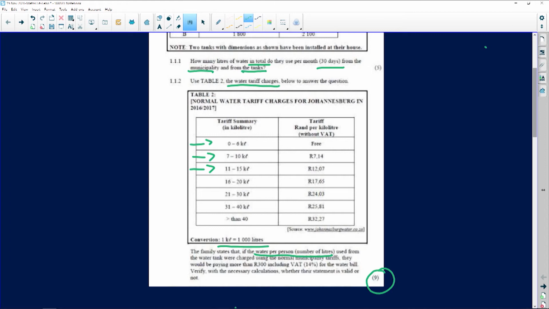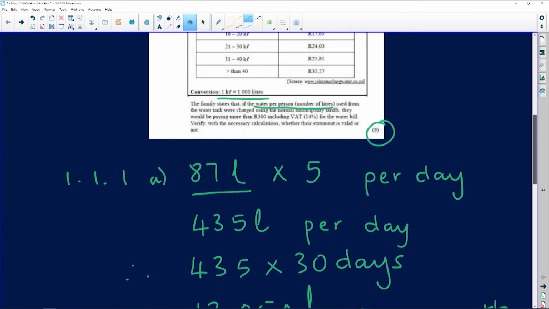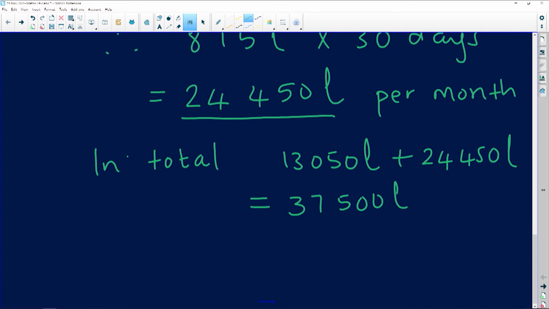So now we need to go and calculate this, okay? Let's go and use the kiloliters that we have been given. We are not going to calculate the kiloliters per person, because from what I'm understanding from this question, it's saying to us that if we were all using this water from this tank, then this is how much we would be paying the municipality, including VAT. Let's go now and use that using this particular table. I've got my total here. Now I'm going to use that particular total, okay.